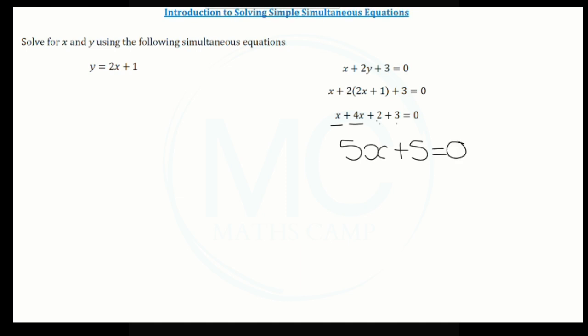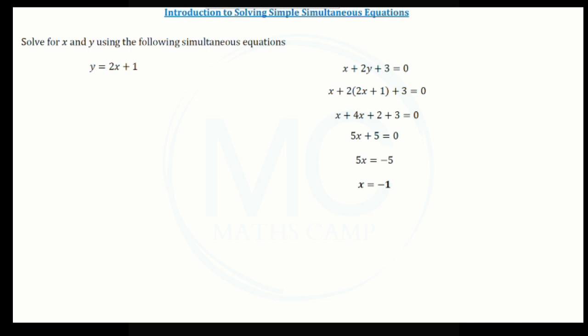To solve for x, let's move this 5 across. So we're going to leave 5x where it is. Make it equal to... Move this 5 and we get negative 5. Divide both sides by 5 and we see that x is equal to negative 1.